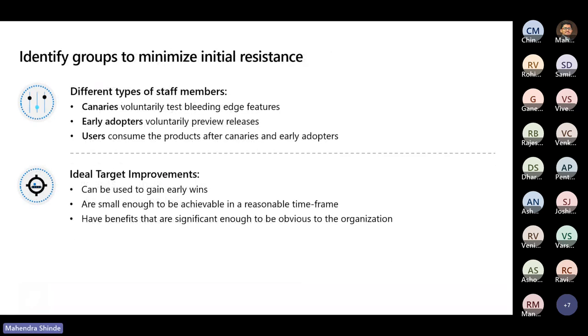Fine. Identify groups to minimize the initial resistance. Whenever you are introducing a new technology or new product, there would be a little bit of resistance from people. Now, we can have three categories of people. The last one, users, are those who are afraid of using a new product which is still under testing, or a new product which nobody is using as of now.